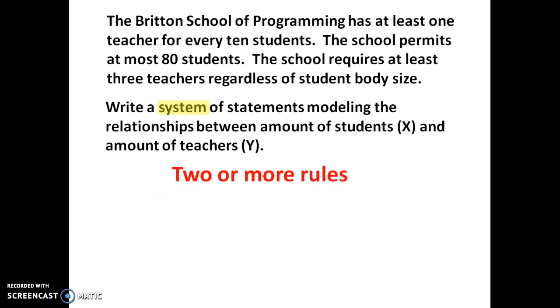So we have a system. Remember, that means 2 or more rules. So our first one is going to be y is greater than or equal to 1/10 x. We get this because for every 10 students, there's going to be 1 teacher. x is less than or equal to 80 because the school permits at most 80 students. And the school requires at least 3 teachers regardless of student body size, so that's going to be y is greater than or equal to 3.